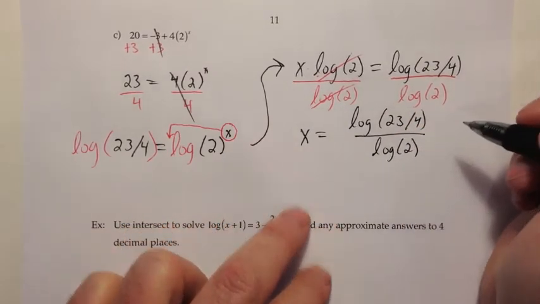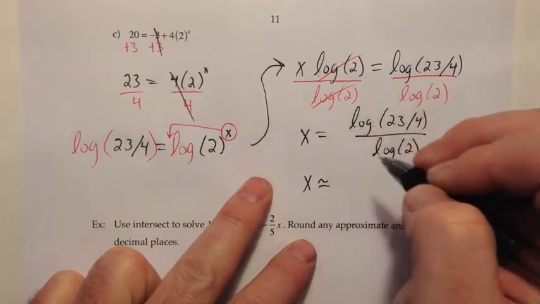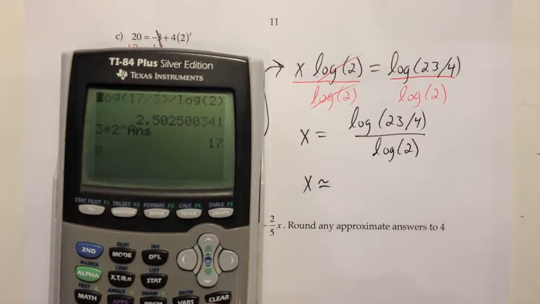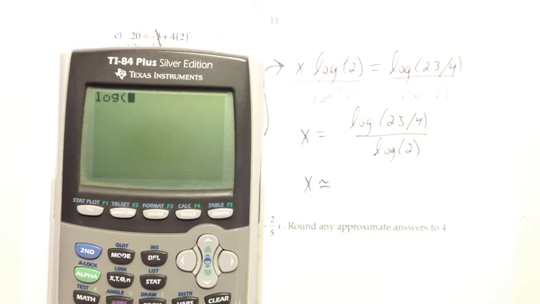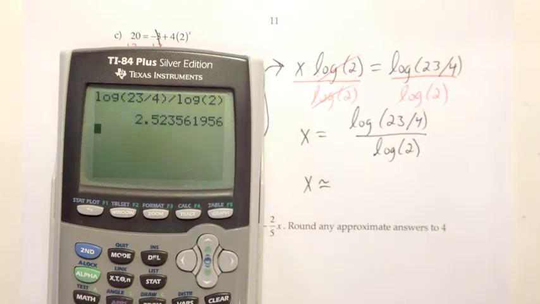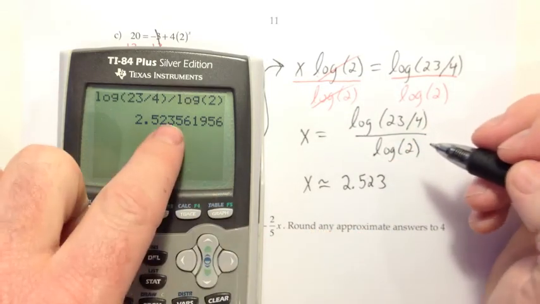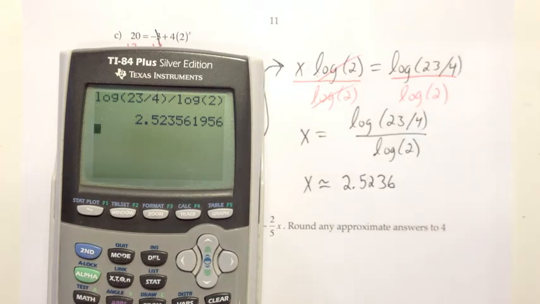But remember from the previous page they were asking us to approximate these answers to 4 decimal places. So I'm just going to put that into my calculator and see what I get. So we have the common log of 23/4 divided by the common log of 2, making sure that the 23/4 is in parentheses and the 2 is in parentheses. And I get approximately 2.523, and it's a 5 but followed by a 6, so I'll round that up and make it a 6.